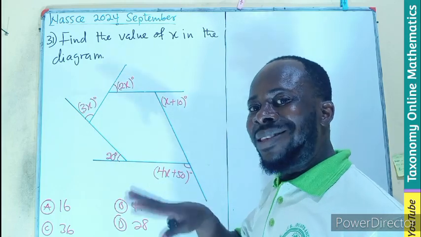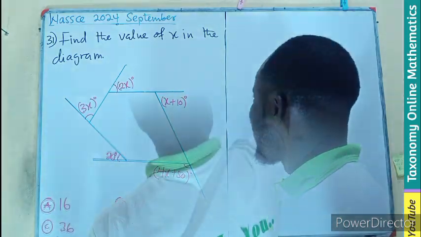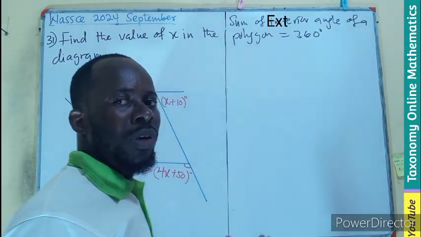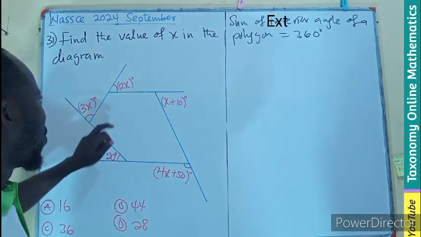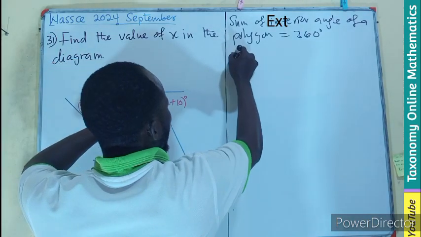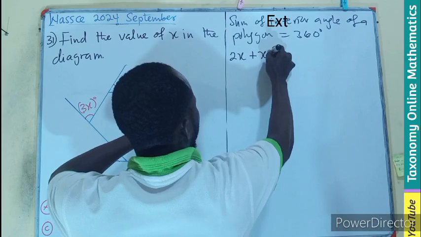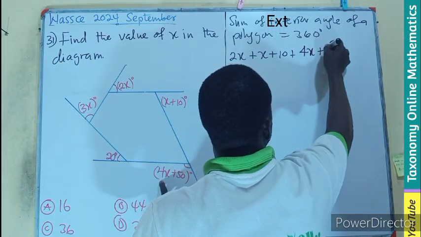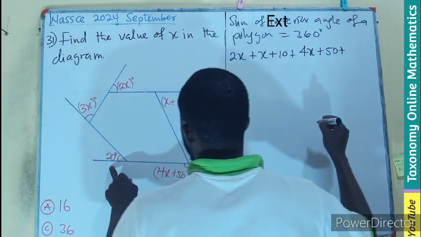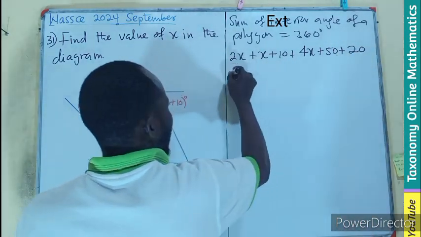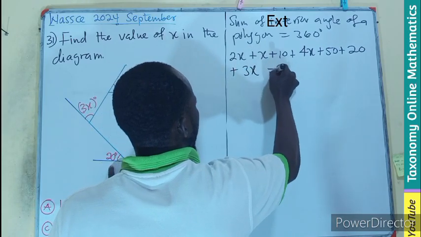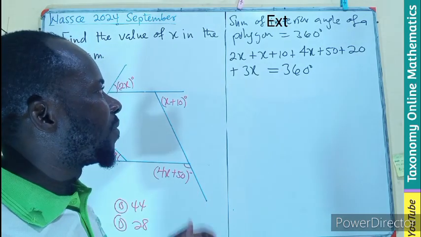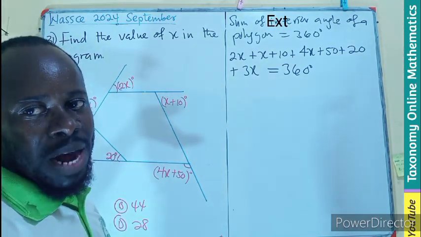Every polygon, their exterior angles add up to what? 360 degrees. No matter what the polygon is, if you add all the exterior angles, you get 360, meaning your 2x plus x plus 10, which is here, then 4x plus 50 plus the 20 degrees plus 3x also sum up to give us 360, right?